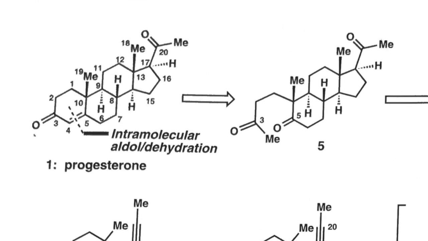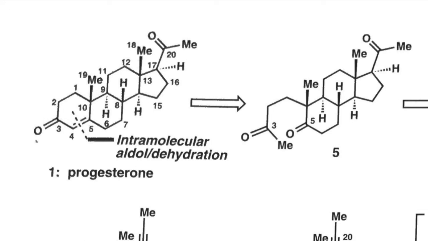If we look at the first step, we can see that this is an intramolecular aldol dehydration reaction. In molecule 5, we have the diketone compound, where the methyl group next to carbonyl number 3 is going to act as the enolate to attack carbon number 5, to ultimately then be dehydrated to bring us this alpha-beta unsaturated ketone that we see in progesterone.